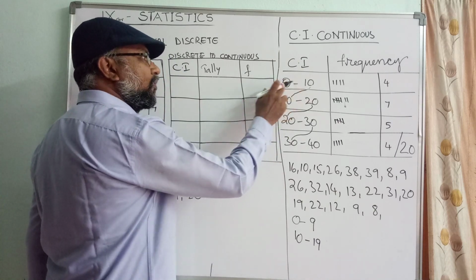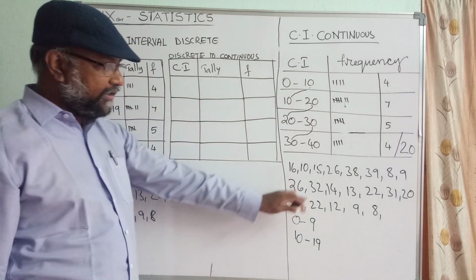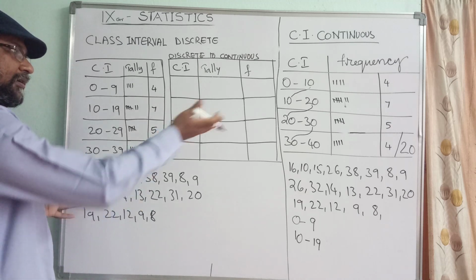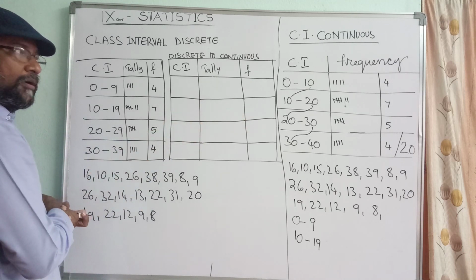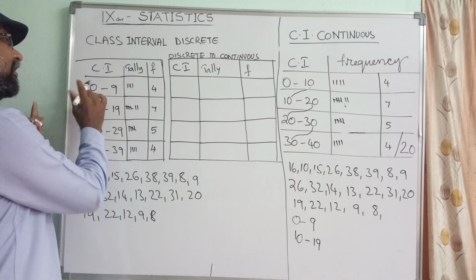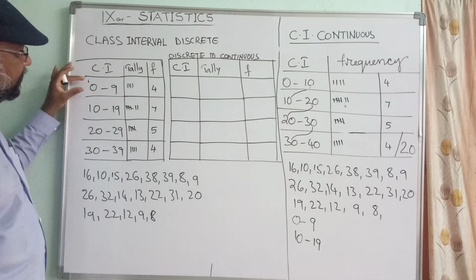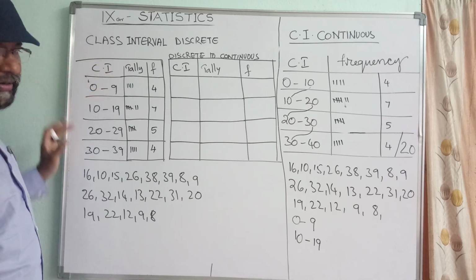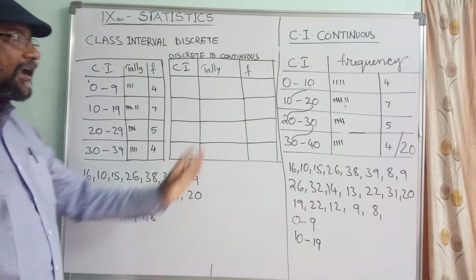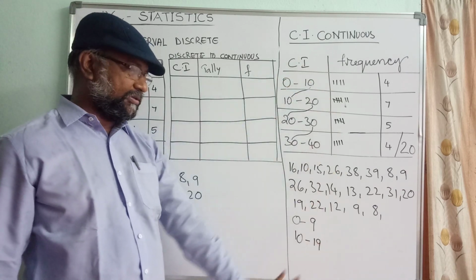So you will take only the lower limit, you won't take the upper limit. Likewise you can frame it, and it is the same pattern when you compare with this one. Both are the same. Here the numbers are clear, so we can take lower limit and upper limit. Both the limits you can take in discrete class interval. In continuous class interval, you will take only lower limits, but you will not take upper limits.